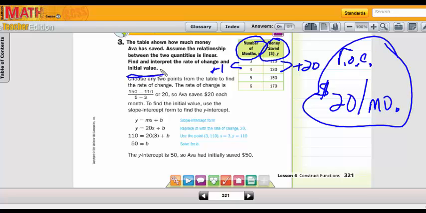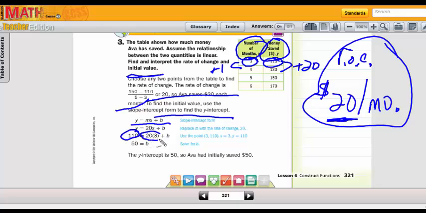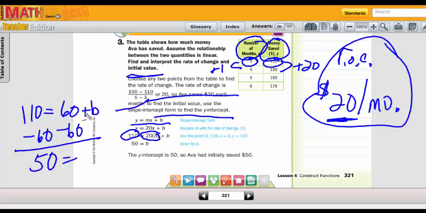And then it asks us to find the initial value. You can find the initial value one of two ways. First of all, to find the initial value, use the slope-intercept form to find the intercept. So we can say y equals mx plus b. So we have y equals 20, because that is our rate of change, times x plus b. And then we can take one of the values from the table here. We have 110, that's our output, equals our input of 3 times our slope of 20 plus b. So we would have, let me finish the math over here that they didn't do, 110 equals 20 times 3, which is 60, plus b. We subtract 60 from both sides. And we have 50 equals, this is a zero pair, b. That's one way to do it.